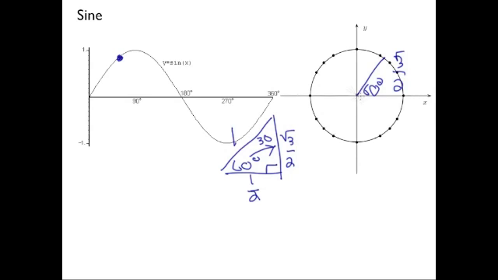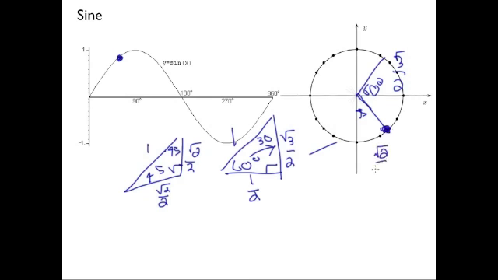Now let's say there's a 45. This is 45 degrees, let's pretend. Do we recall the other one? 45, 45, 90. This would be 1, square root 2 over 2, and then this over here would be square root 2 over 2. That means this y value must be square root 2 over 2.